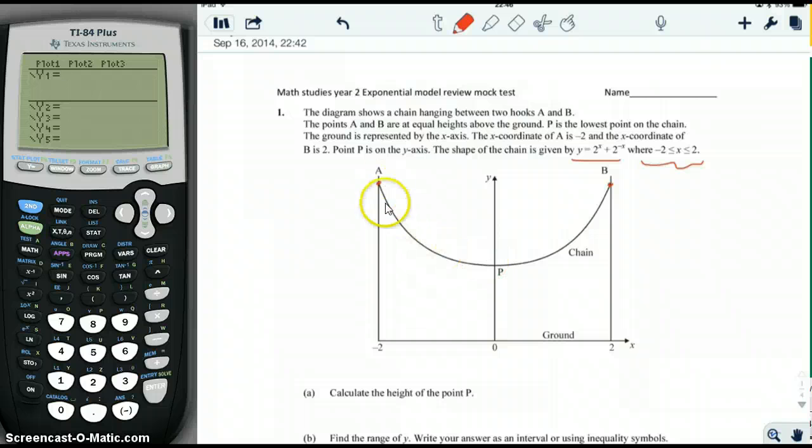Okay. So it says that we have a chain hanging between 2 points. It kind of hangs in an arc like this. The lowest point is P. It hangs between x equals -2 and x equals 2. It's like a little graph here.